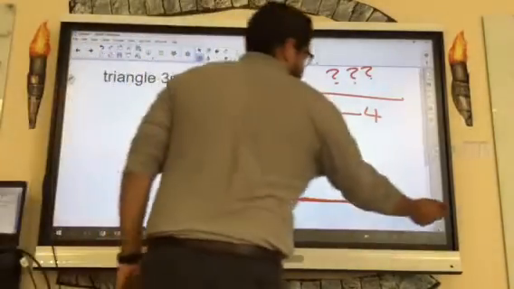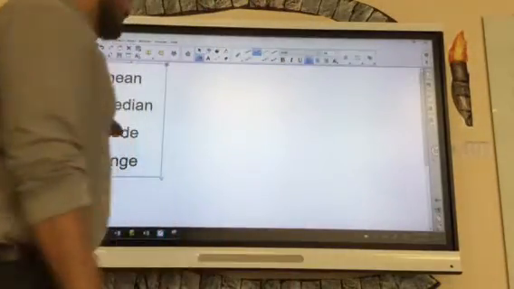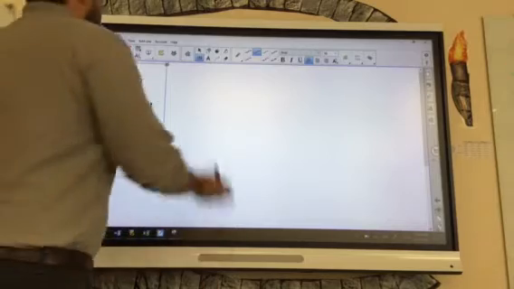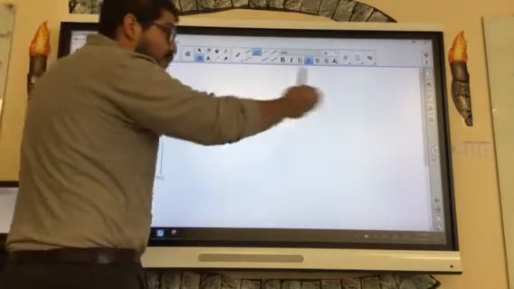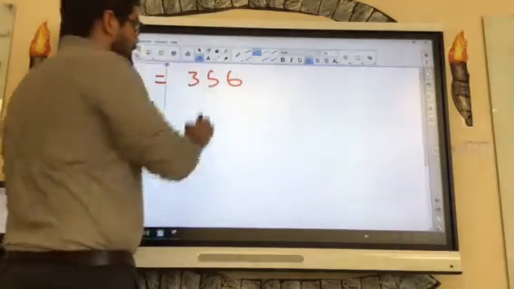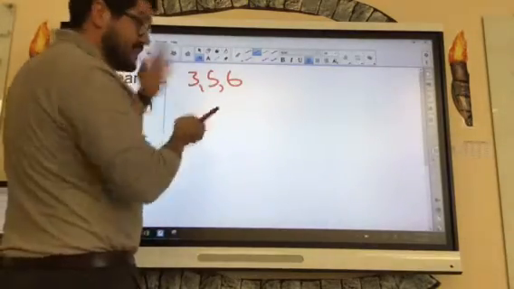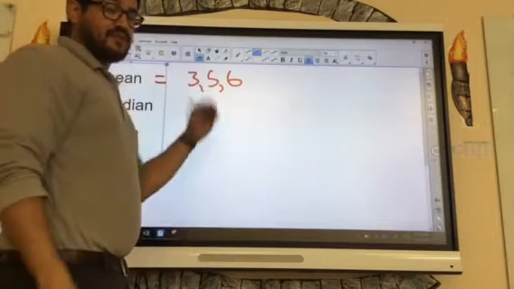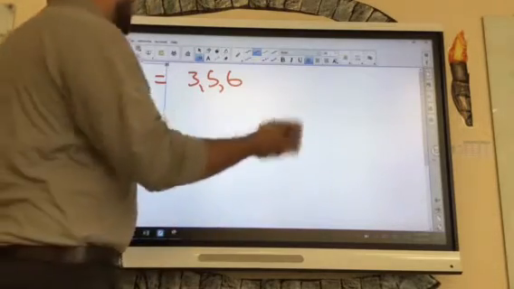And then the next ones that I'm going over are mean, median, mode, and range. These are just definitions. Mean, you're going to add all of the data up, and then you're going to divide by, in this scenario, 3, because there's 3 numbers. If there are 7 numbers, you divide by 7. And that would be the mean.